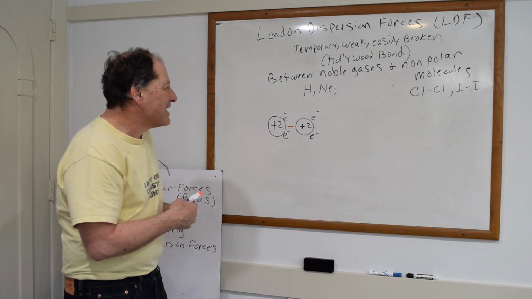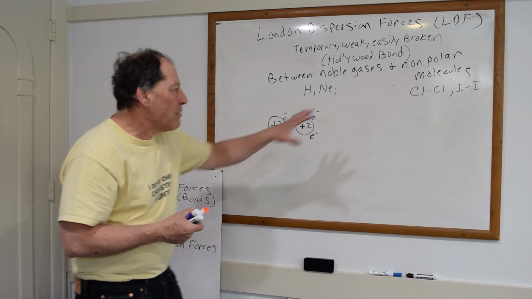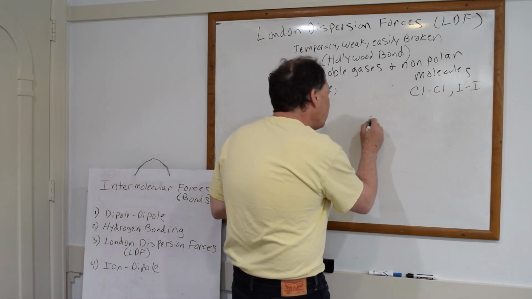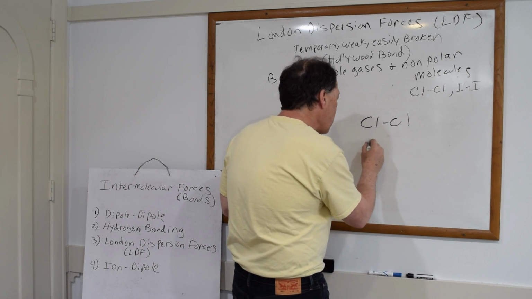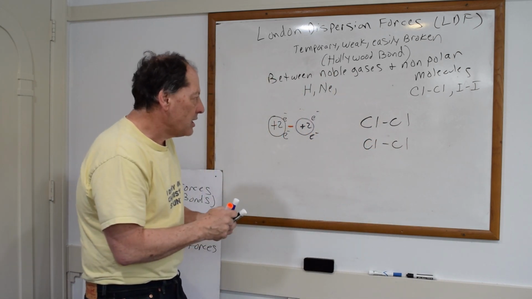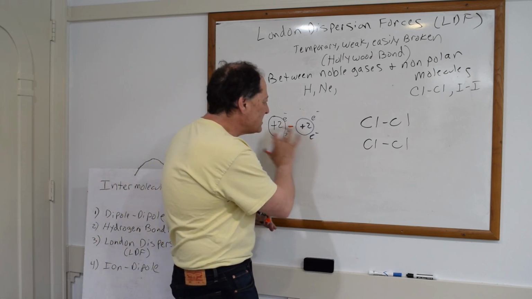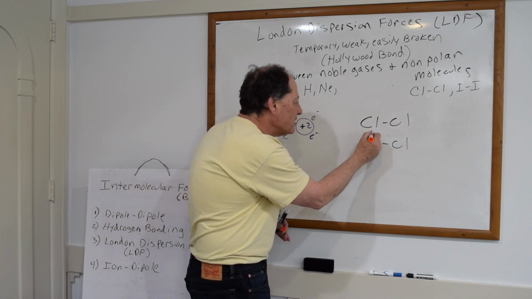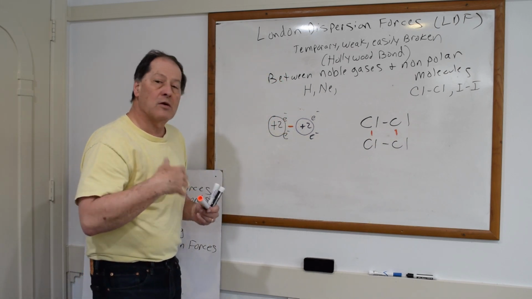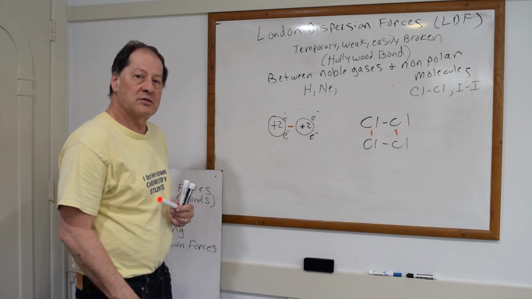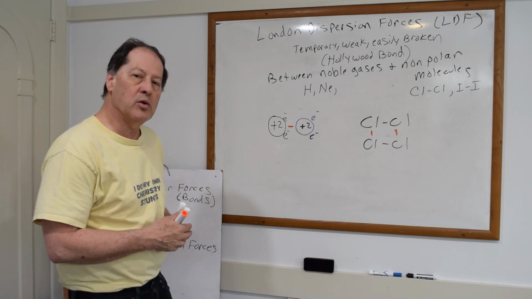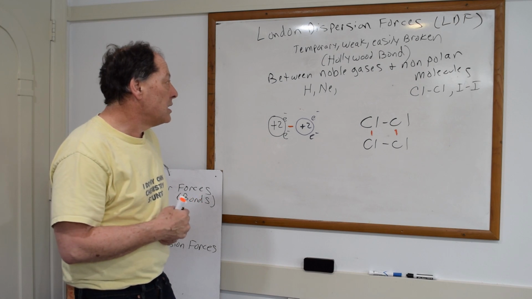So this is a London dispersion force, and that would also hold, say, two chlorine atoms together. So if I have two chlorine molecules, okay, remember those are nonpolar, and I could have the same setup as I did here, where I would have these weak intermolecular attractions. Okay, so these weak intermolecular attractions that are only temporary we call London dispersion forces, and that happens with any nonpolar molecule or any noble gas.